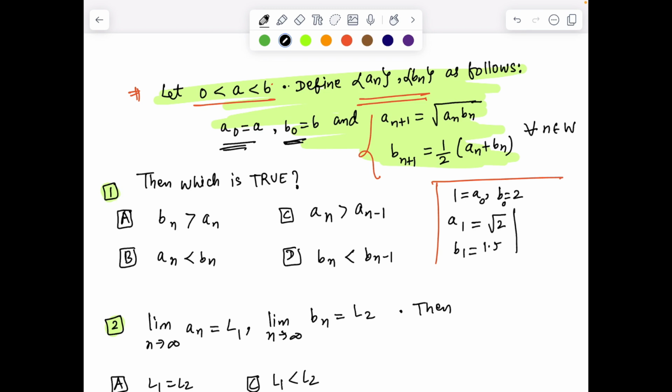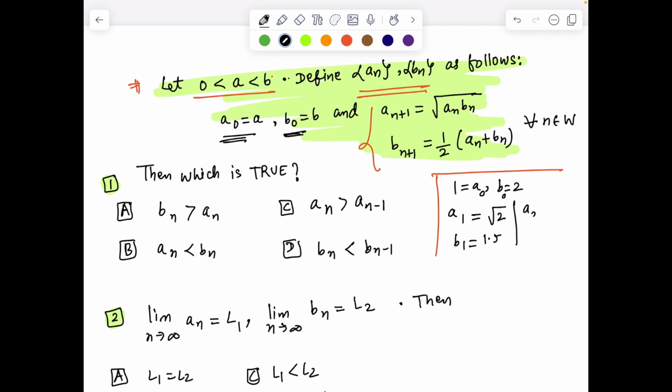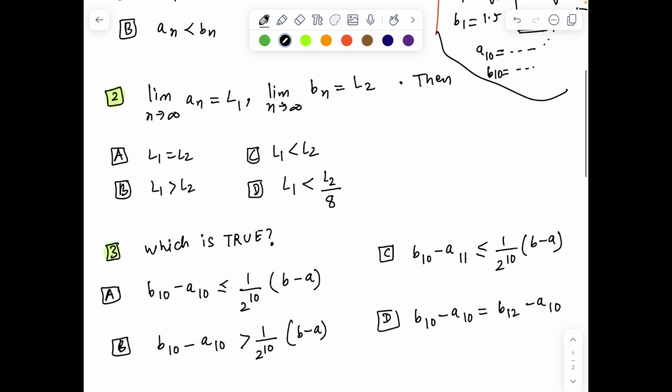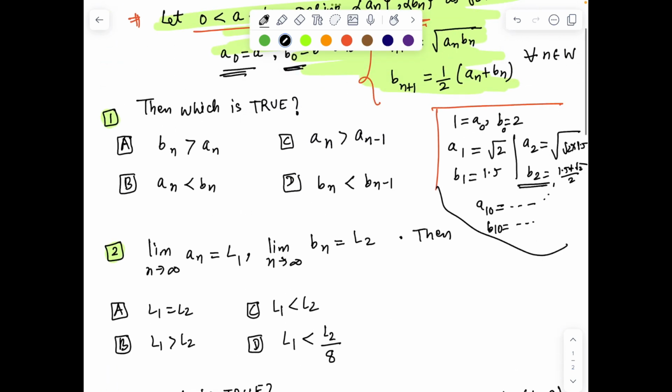Now with a1 and b1 I can update my sequence, and that's the beauty of recursion. So I can find a2, which is the square root of root 2 into 1.5, and we have b2, which is (1.5 plus root 2) by 2, and so on and so forth. Similarly I can keep on going for a3, a4, and finally I'll get some value of a10, some b10, and that is possibly what we have to relate with option 3.